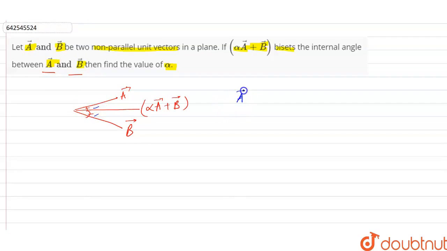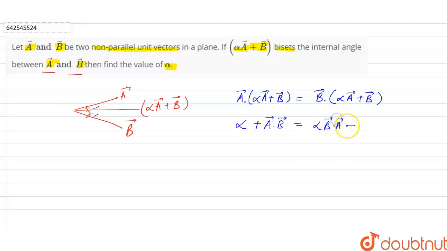So we can say A vector dotted with (alpha A vector plus B vector) is equal to B vector dotted with (alpha A vector plus B vector). So here A vector dot A vector, using the dot product, is 1. So we get alpha plus A vector dot B vector, which is equal to alpha B vector dot A vector plus B vector dot B vector, which is 1.